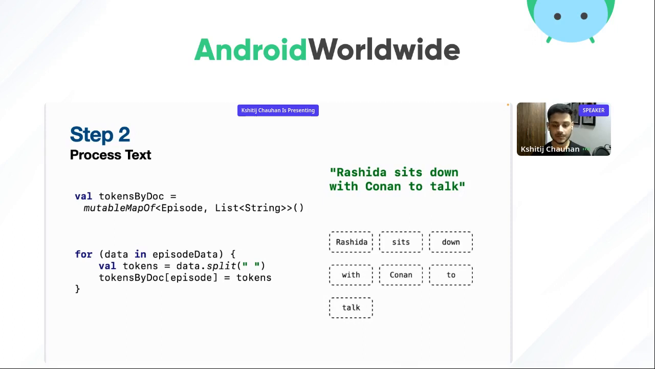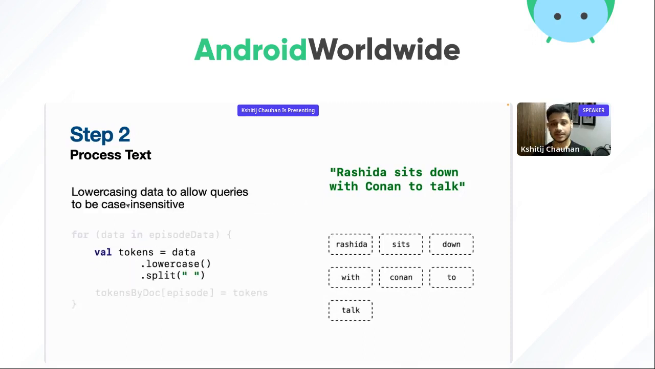All right, we can probably add another enhancement here though. Rather than just splitting the words, we could also lowercase them first. This allows the user to enter case insensitive queries. So if they enter Rashida with a small r, they'll still get the correct search results back. All right, now that we're done with the process of processing text, which by the way can be much longer and much more intensive than what I've just showed here, let's move on to the next step.